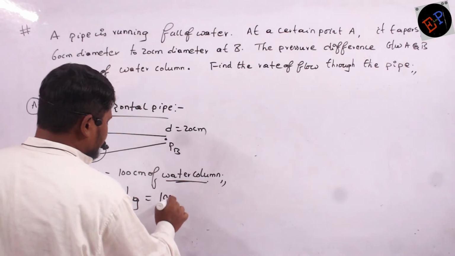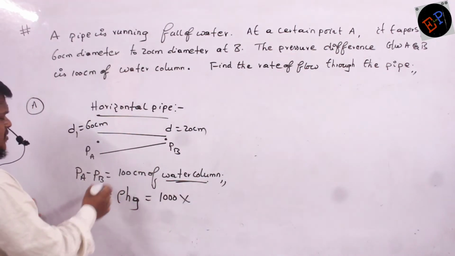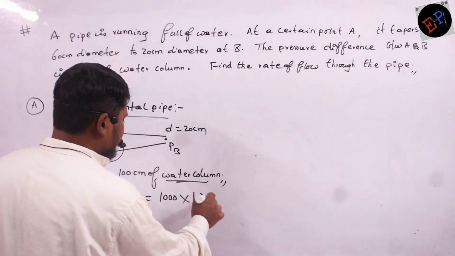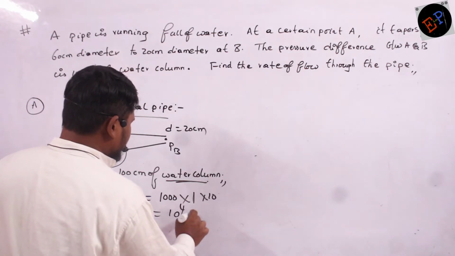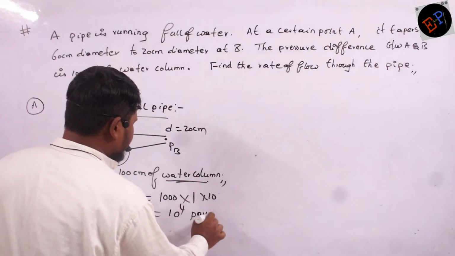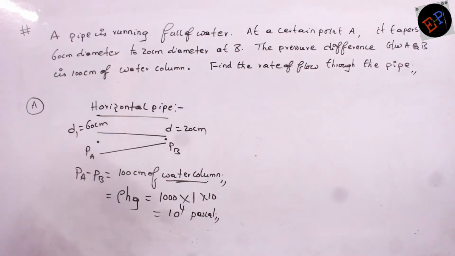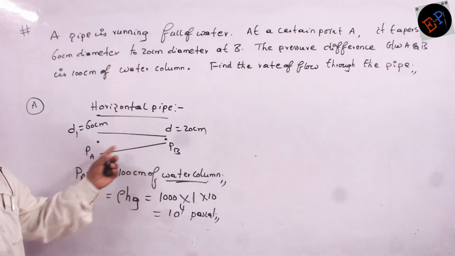Density of water is 1000 and height of water is 100 centimeter. 100 centimeters means 1 meter, no? Clear, no? And g value is 10. So how much? 10 power 4 Pascal or Newton per meter square. Clear, no? So this is the pressure difference between point A and point B. It may be that pressure at point A is higher and B is at a lower pressure.